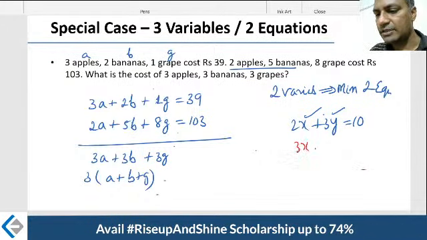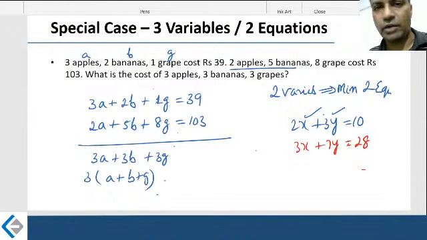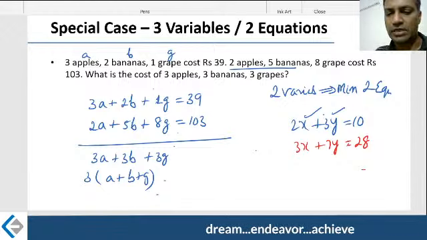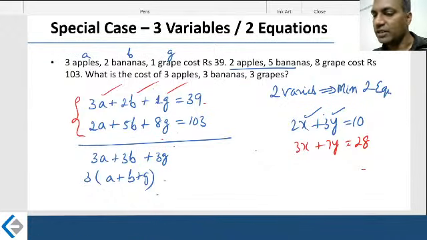Then if I say 3x plus 7y is equal to 28, will I be able to do this now? Yes, you will be able to do this now. Two equations, two variables. Look here, there are three variables. If you give me two equations and ask me to tell the value of 3 times apple, banana, and grape, that you can't do anyway.